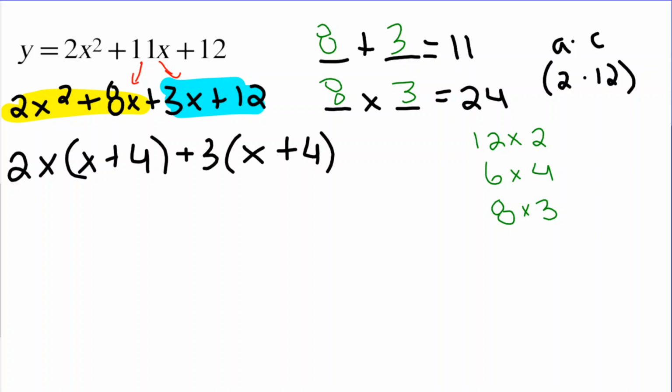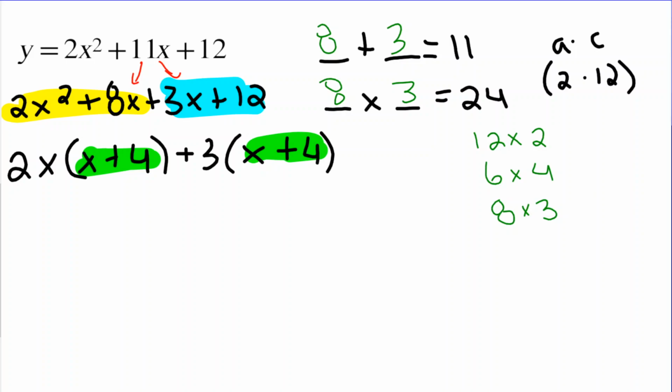Again, we're always going to notice, hey, these two brackets that I've created are identical. And if they're not, take a look at your signs. Can you factor out a negative? That's usually the number one thing that we're missing, is pulling out a negative. So they both share an x plus 4.